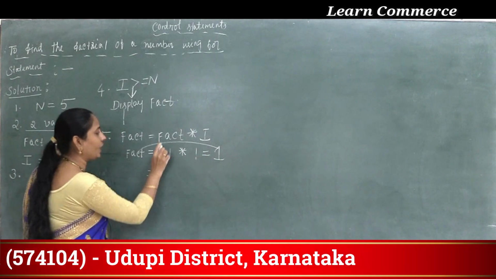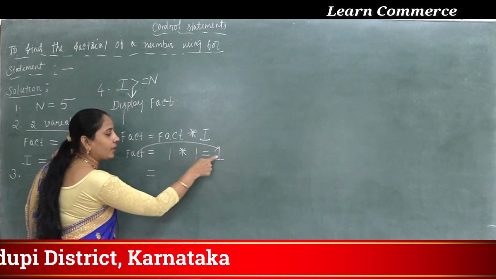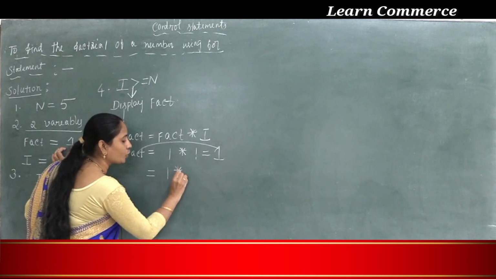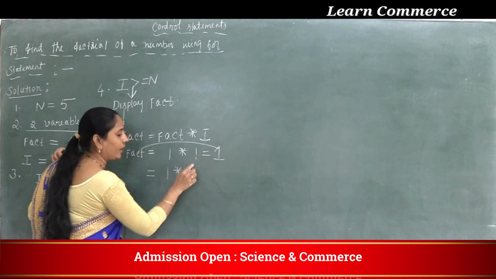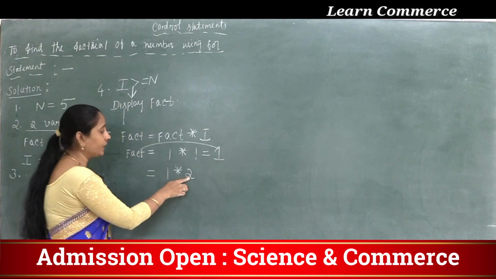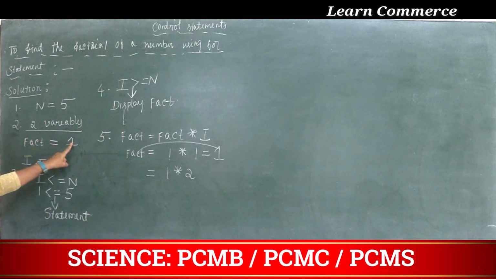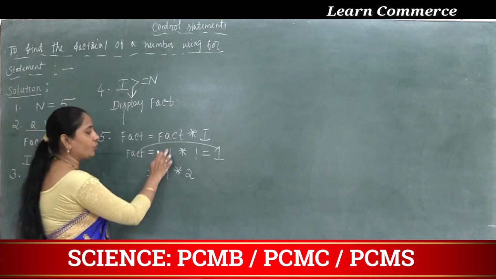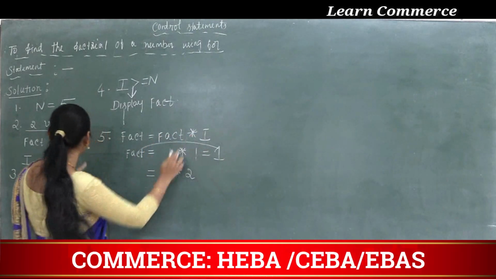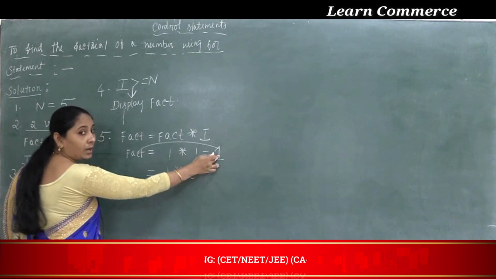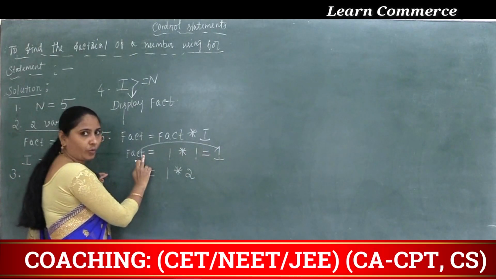Later, next one. As we know the fact value is 1, correct? The fact value is 1, but the I value is going to increment. Now the I value is 2. Is it understood by everyone? Where did I take this 1 value from? As we know, the fact value is equal to 1 here. So fact 1 into I value, which is also 1 in this case. So 1 into 1, the fact value is equal to 1.